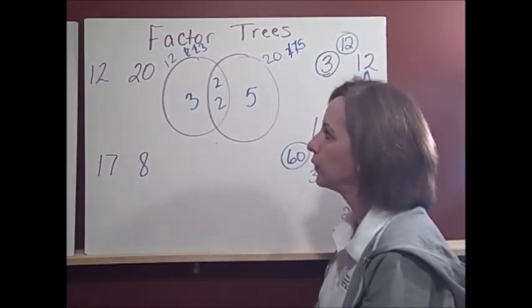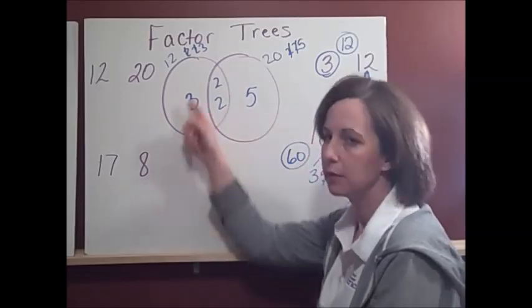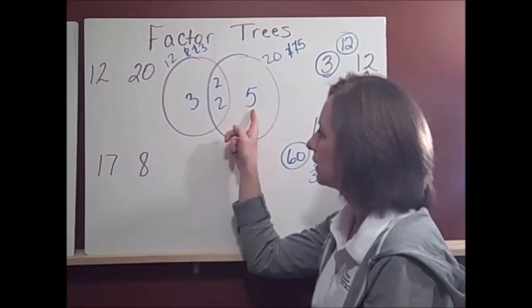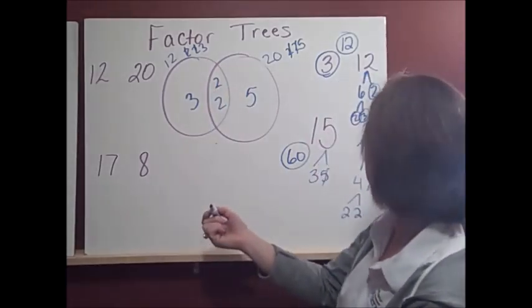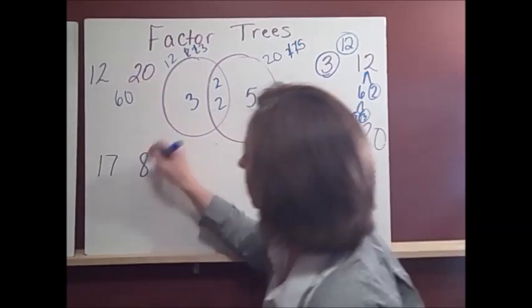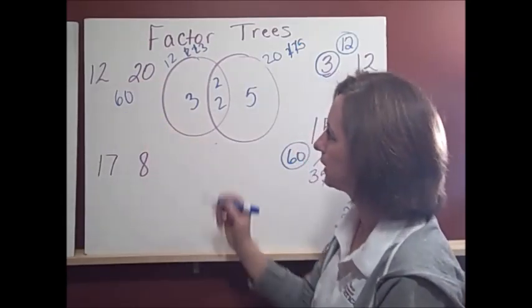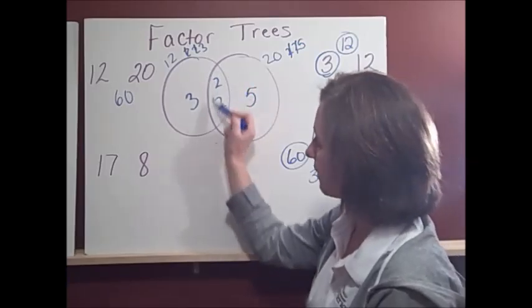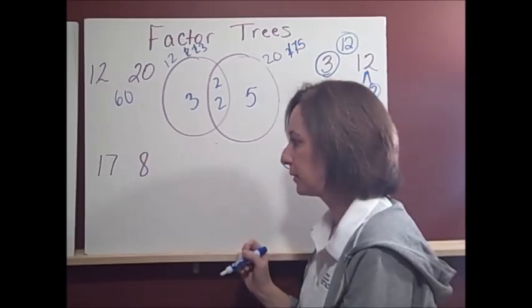And I am looking for the least common multiple, which means multiply. 3 times 2 is 6, times 5 is 30, times 2 is 60. So the least common multiple of 12 and 20 is 60. And the greatest common factor, remember, is the product of what's in the middle. 2 times 2 is 4.